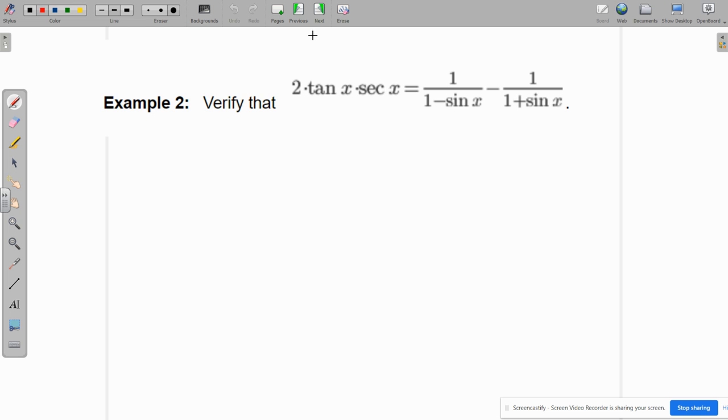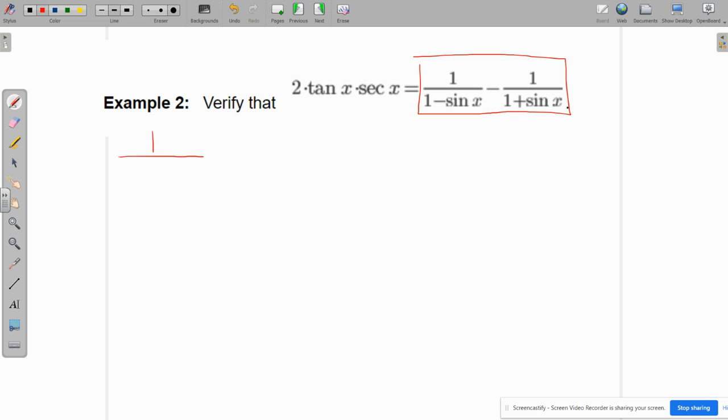Let's look at the second one. Verify that 2 times the tangent of x times the secant of x equals 1 over 1 minus sine of x minus 1 over 1 plus sine of x. I would argue that the right side is more complex because you're trying to subtract two fractions that have different denominators. So let's go ahead and start with this side.